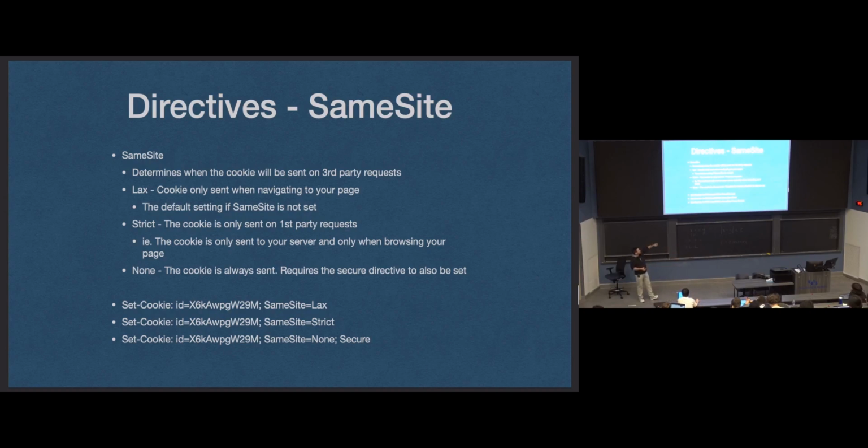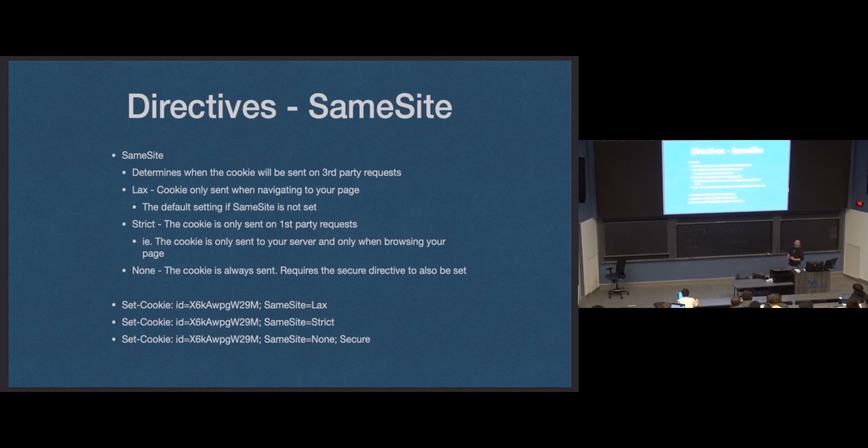Either None, which means cookies are always sent for every request, first party, third party, who cares? It's always sent. If you use this directive, it is required that you use the Secure directive as well in conjunction with it. It's just a rule. The browser's not going to send your cookies if you do SameSite=None without the Secure directive. Strict means never. Only send these cookies on first-party requests. So when somebody's visiting your site, your app, your cookies are sent on those requests, but never, ever on third-party requests.